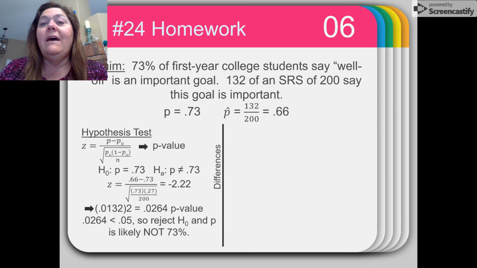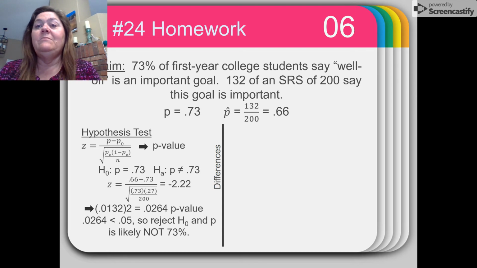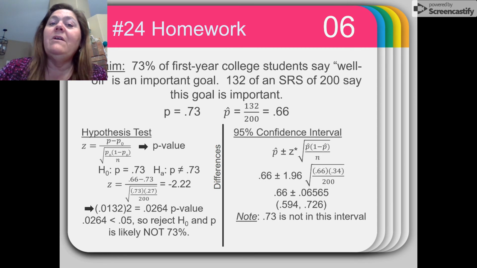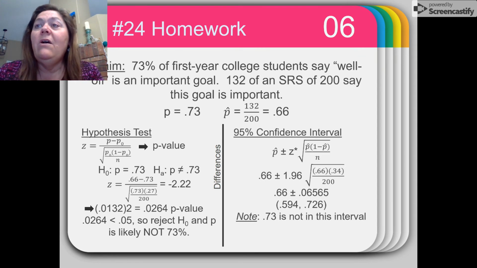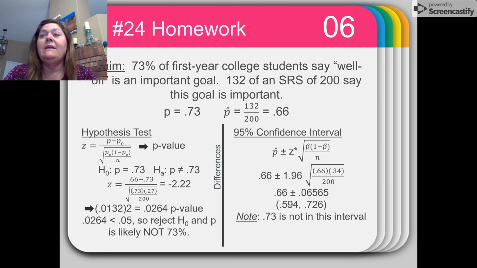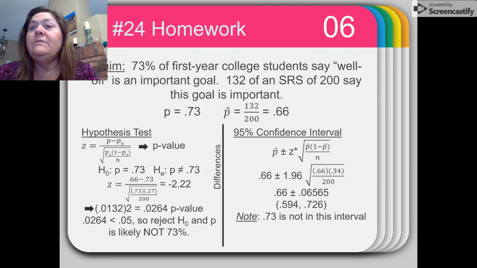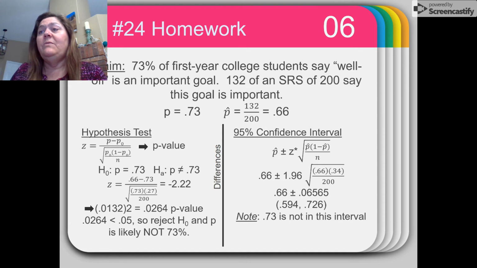And we get a p-value of 0.0264. So obviously we're going to reject H0 at that level and say that P is not likely 73%. It asks you in the homework to compare that to, yep, you got it, the confidence interval, comparable 95% to the alpha of 0.05. So going back to your confidence interval, here's what the formula was.